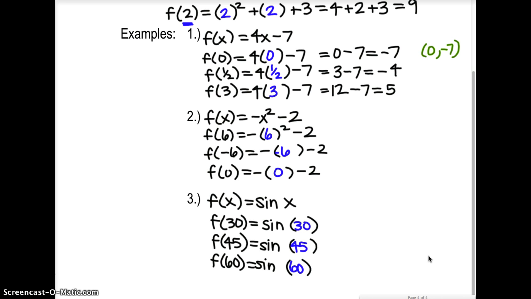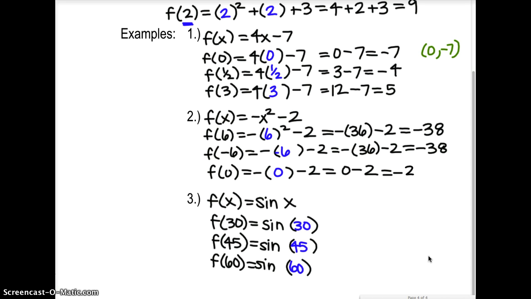Running through the rest of it, be careful in number 2 that x squared is made negative at the end and not until then. Square first and then make negative. So 6 squared is 36. We make it negative. Then take away 2 more, becomes negative 38. Negative 6 squared is positive 36. We make it negative, and we still get negative 38. Negative 36, take away 2. 0 squared doesn't matter if it's negative because that's just 0. Take away 2 is negative 2.